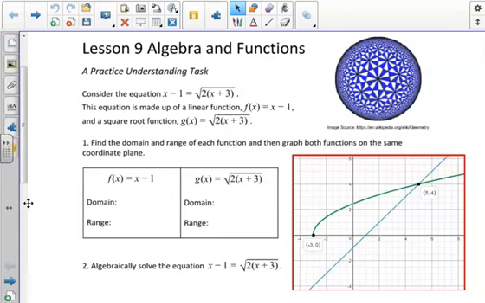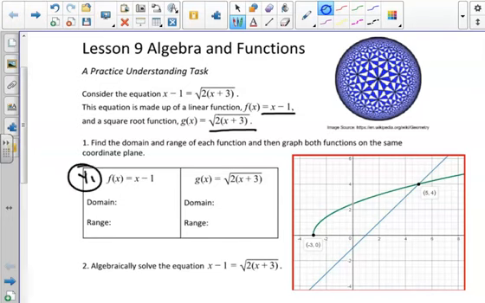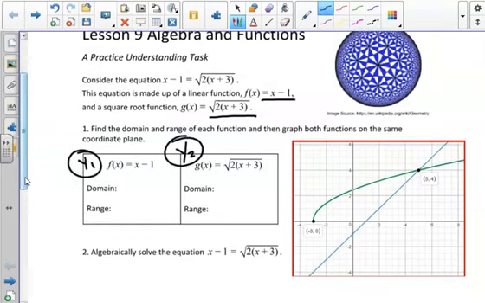Recall from our previous lesson that whenever we have a radical function, it is possible for us to have what we call an extraneous solution. So we need to solve where the linear function x minus 1 is equal to the square root function 2 times the quantity x plus 3. We plugged in f of x for y1 in our graphing calculator or Desmos, and g of x for y2, and we were given the graph to the right.